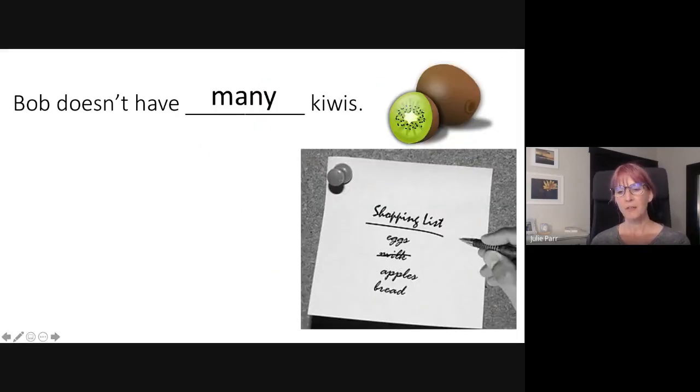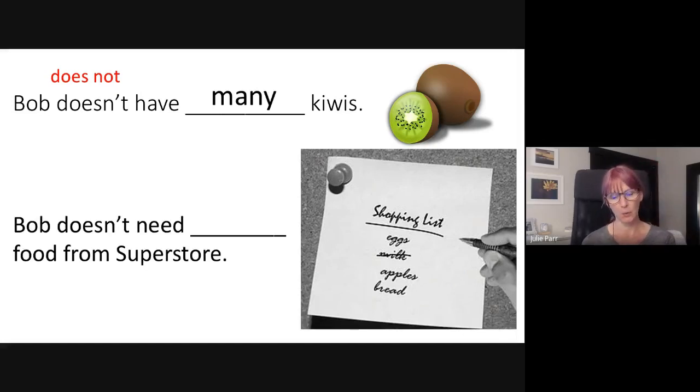Bob doesn't have many kiwis. Kiwis are countable. I can say doesn't. Doesn't means does not. It's short for does not. Bob doesn't have many kiwis. He doesn't have many kiwis.